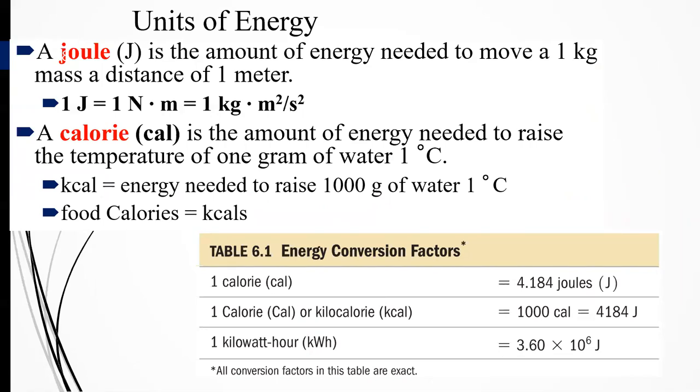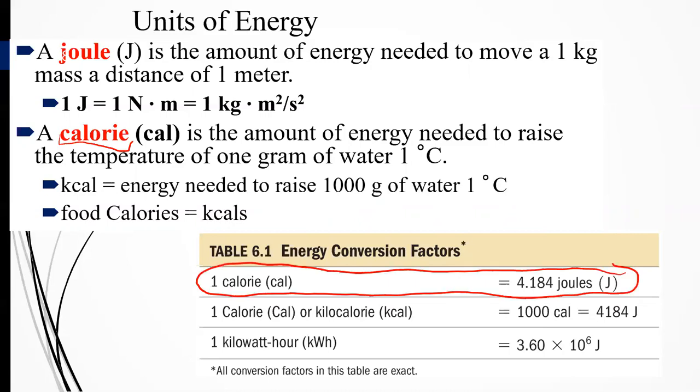On the other side, we can also use the term calorie. Now, calorie is related a little bit more to heat, and it's because it's the amount of energy needed to raise the temperature of 1 gram of water 1 degree Celsius. So when we talk about calories inside of your food, the basis of that calorie was related to this idea about the amount of energy needed to raise 1 gram of water 1 degree Celsius. And so down here is a conversion factor between calorie and joules. So 1 calorie is 4.184 joules.